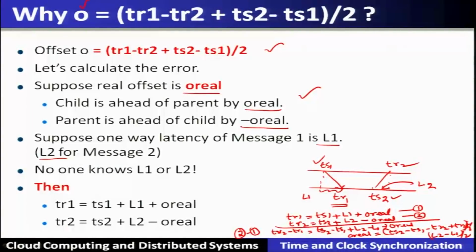So, this particular value, if we rearrange, comes out to be TR1 minus TR2, then plus TS2 minus TS1 divided by 2, which we have already obtained, plus L2 minus L1 divided by 2. Now, this is an offset. So, O real is equal to offset plus L2 minus L1 divided by 2.